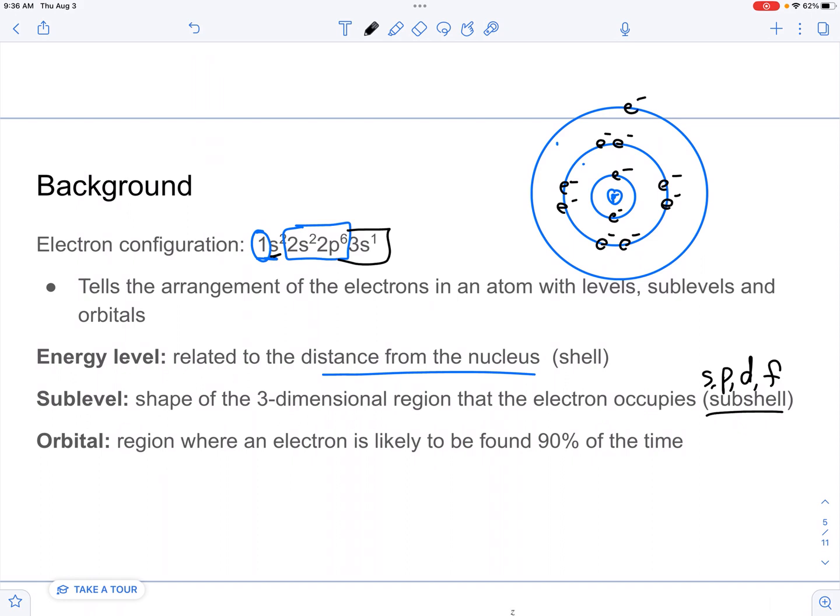The third level, this outermost level, is also known as the valence level. That's going to come in quite a bit because those are the electrons that are most likely to leave. Hopefully you recognize that makes sense because that electron is furthest from the nucleus. Again, one of the halves of chemistry is that opposite charges attract. So the further an electron is from that positive charge, the less strong the attraction is.